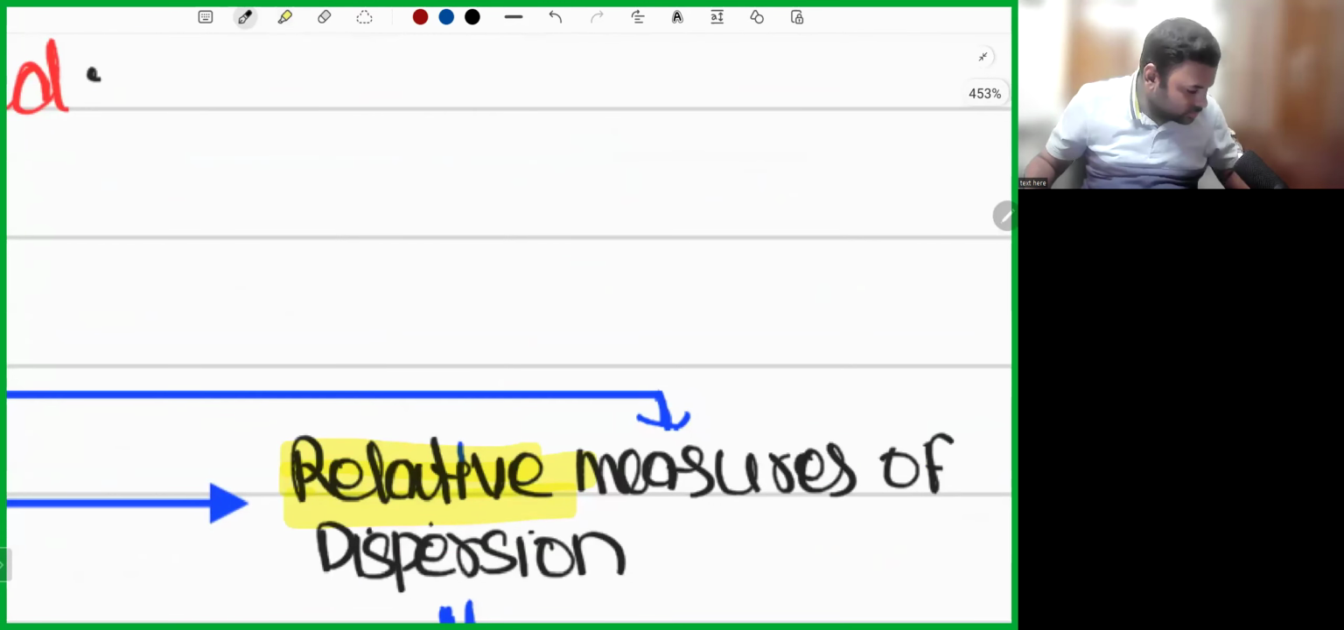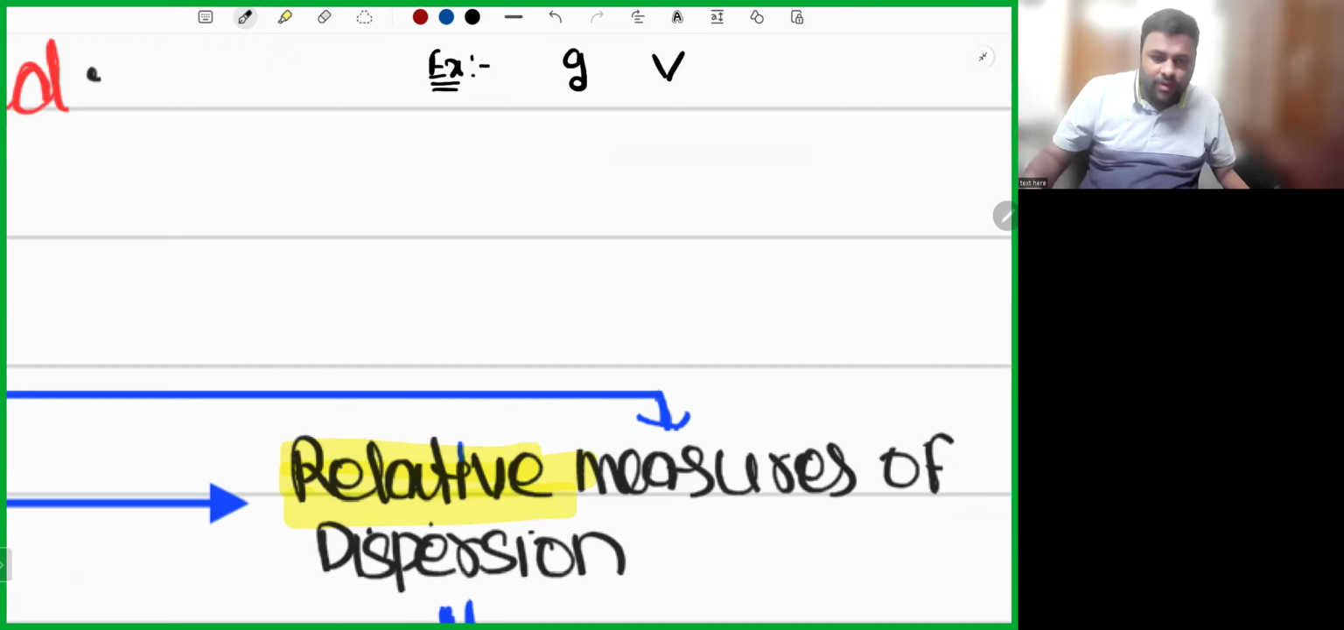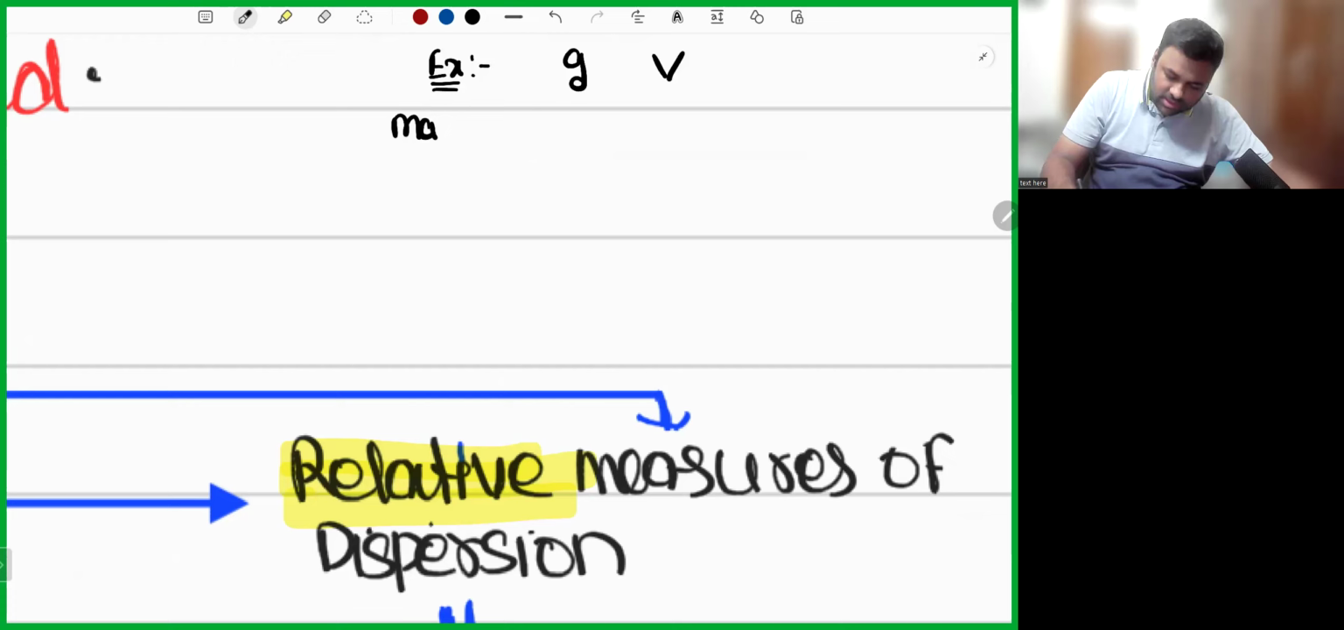Now, for example, I am having two students, G and V. G scored 80 marks. V scored 75 marks.